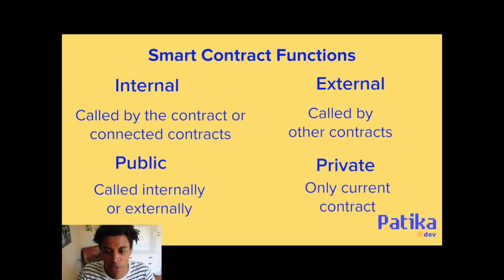Within the internal and external functions, we have public and private type functions. So public functions can be called internally as well as externally. If you want to make a private function, only the current contract, so only the contract that function exists in, can make that call to the function.